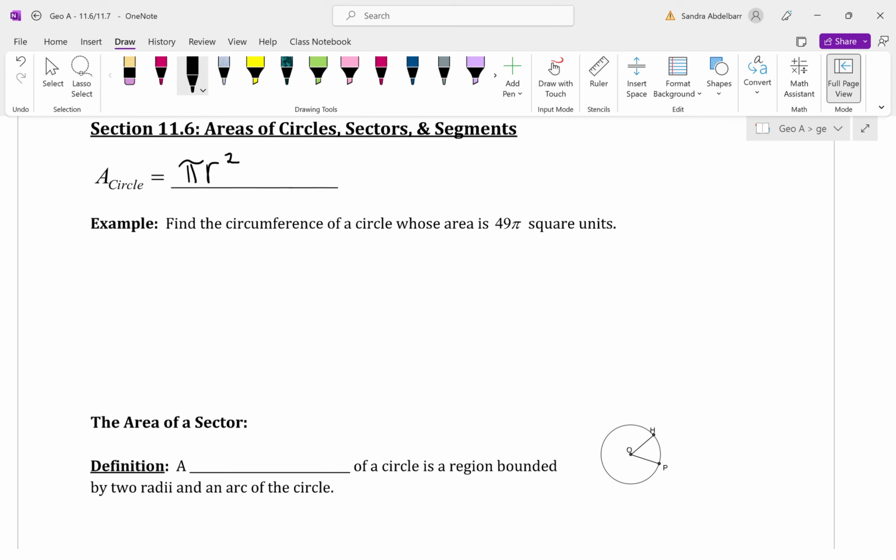Right. So here it says, our first example, find the circumference of a circle whose area is 49 pi. So I'm looking at this and I see find the circumference of a circle. So immediately I'm going to write out the formula to find the circumference, which is C equals 2 pi r, or C equals pi d. Now, in order to find the circumference, do we all agree I need to know the radius? All right, so let's keep going.